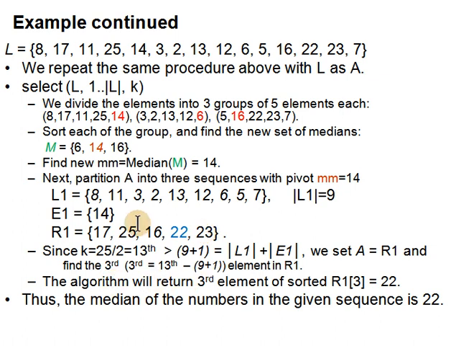In this case, the array is small, so we just sorted it, and the third element is 22. So the median of that whole array is 22. Okay, that's it. You can try coding it up and see what happens.